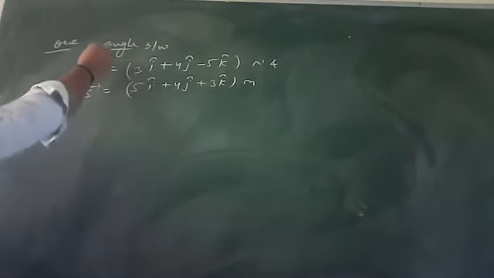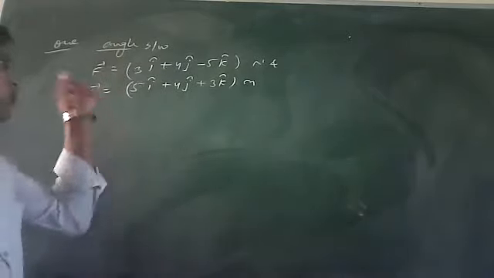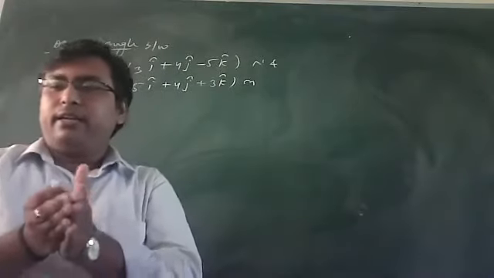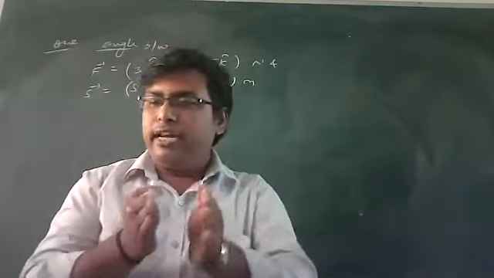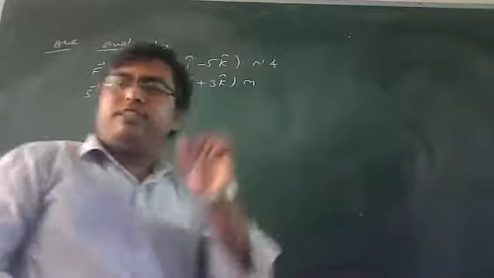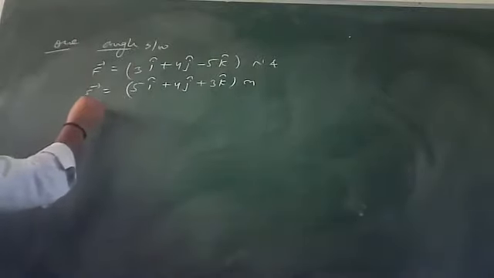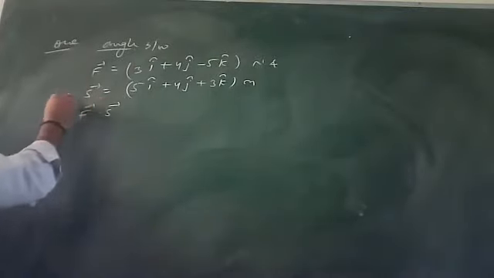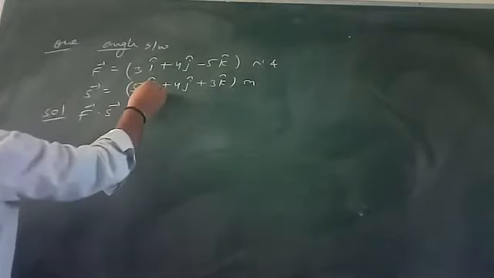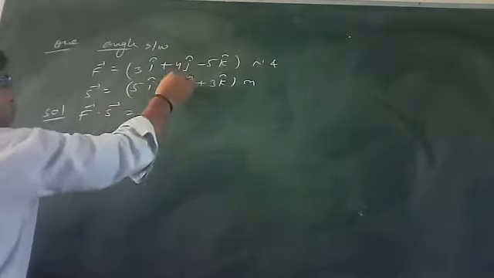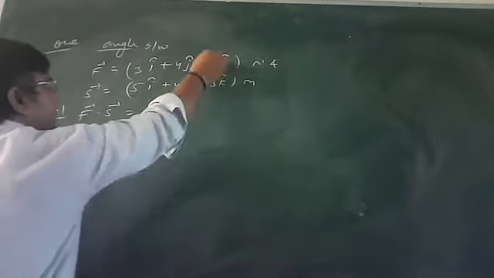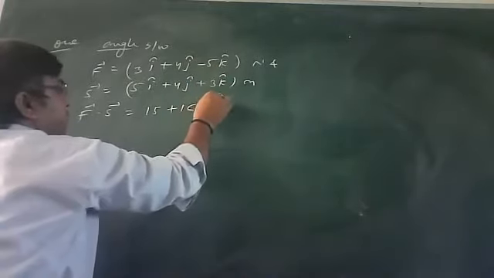First, I will do what? The question wants theta between force and displacement. There is a simple method. If two vectors are multiplied, F dot S, I will get F S cos theta. So first, I am calculating their dot product. I am doing F dot S. F dot S is equal to 3i times 5i, you will get 15. 4 times 4, you will get 16. Minus 5 times 3, you will get minus 15.